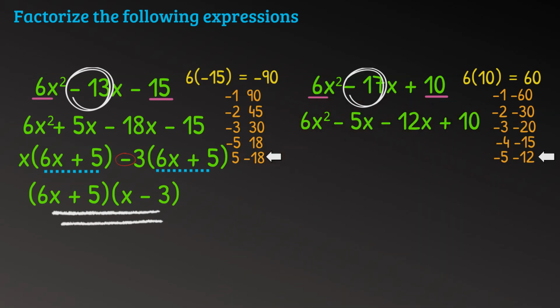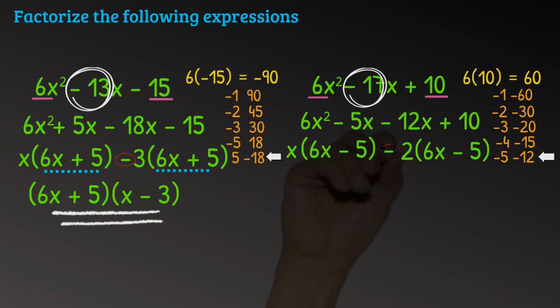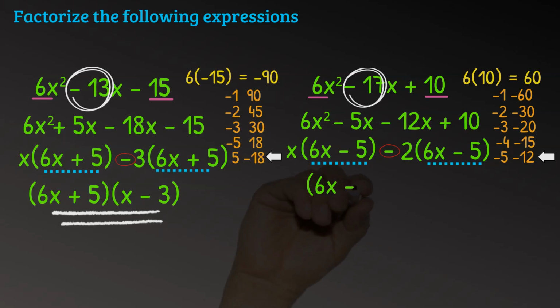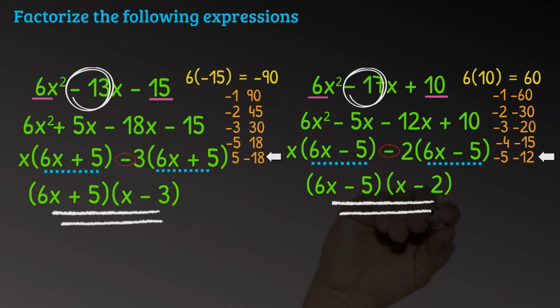The greatest common factor for the first two terms is x, and we'd have to multiply that by 6x minus 5 to get 6x squared minus 5x. And the greatest common factor for the second two terms is 2, and that would also have to be multiplied by 6x minus 5 to get our minus 12x plus 10 because of this negative sign outside the bracket. And because these two brackets are the same, the first bracket in our solution is 6x minus 5. And because 6x minus 5 in the line above is multiplied by x and by minus 2, the second bracket is x minus 2.